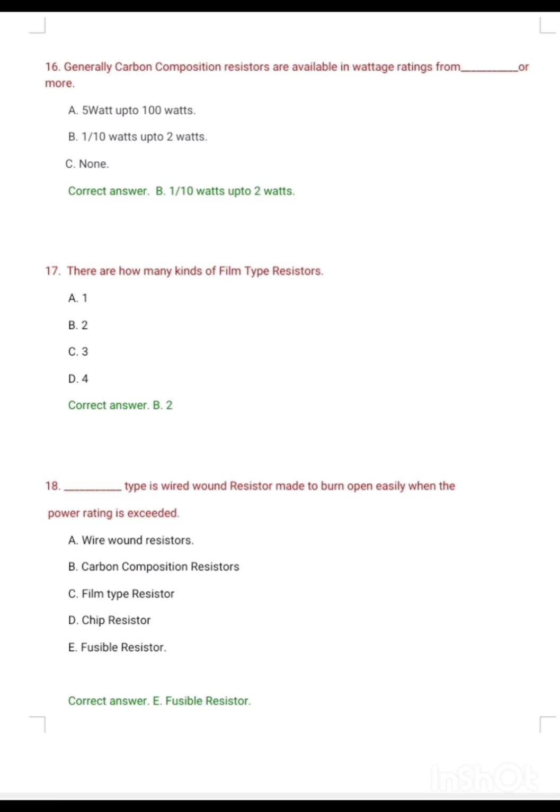17. There are how many kinds of film type resistors? A. 1. B. 2. C. 3. D. 4. Correct answer: B. 2.